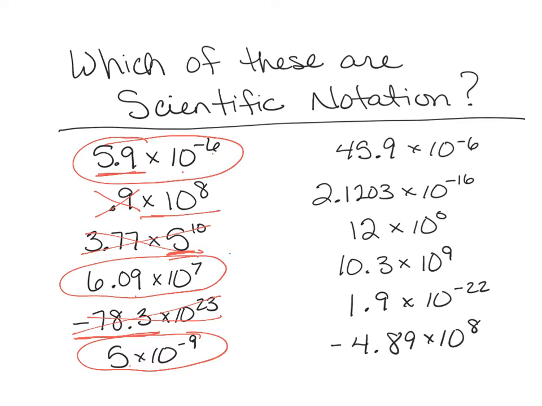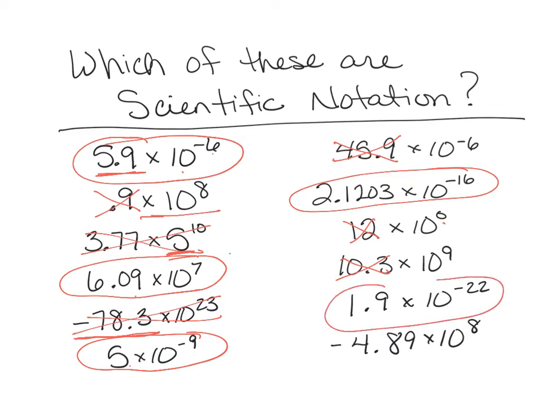Okay, let's double check. Not between 1 and 10. Yes, multiplied by 10 to the power of -16. Not between 1 and 10. You can still have 10 to the power of 0, but this is not between 1 and 10. Same thing here, not between 1 and 10. This one is times 10 to the power of -22. Cannot have this because it is a negative. You will not have any negative numbers in scientific notation.